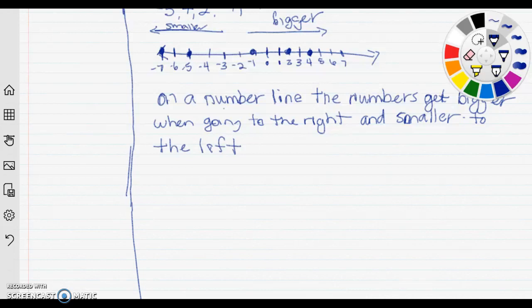Let's say you had $10 and you owed two friends. You owed one friend $7, you owed another friend $2. So you might think, oh, okay, so I owe him more money, that means it's got to be a bigger amount of money. But on a number line, it's not, because it's basically how much money you get to keep.